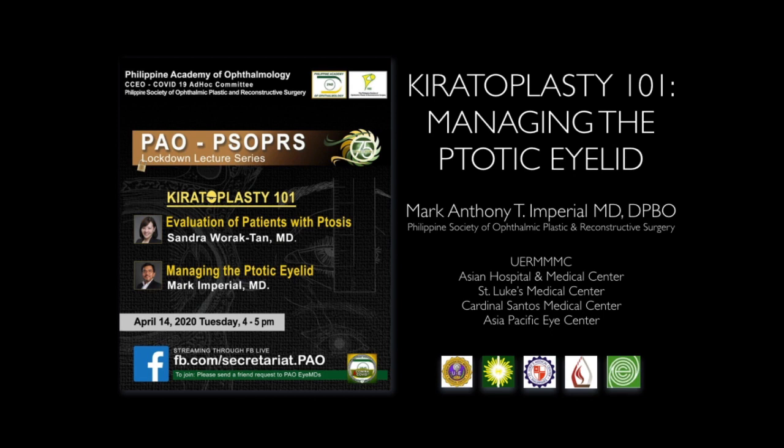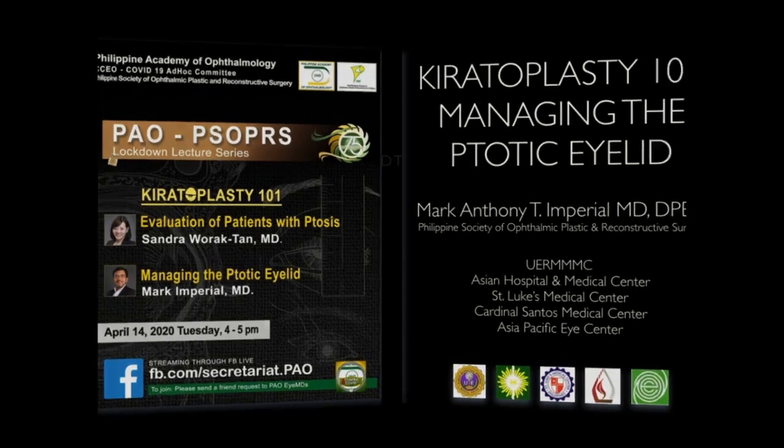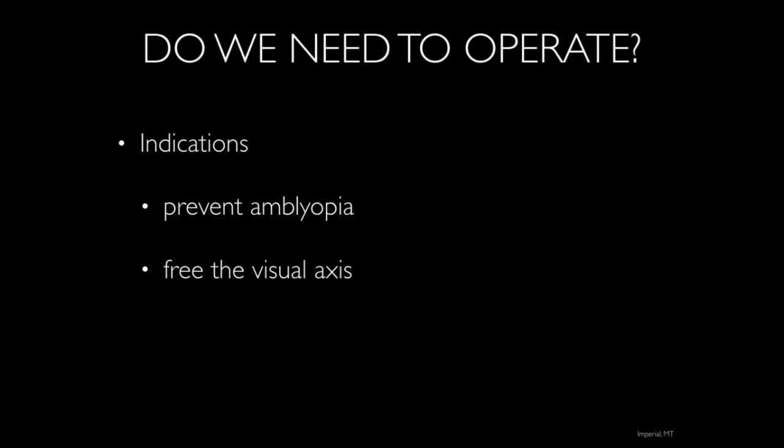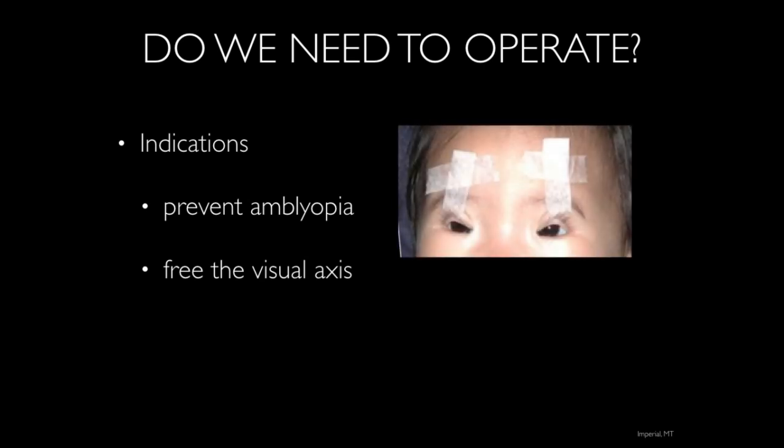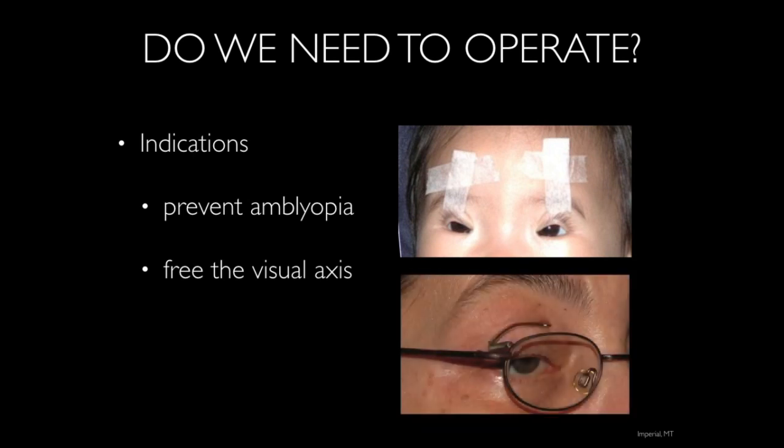To start, if we already established that our patient has ptosis, the next question we need to ask ourselves is, do we need to operate? Basically, the indications to correct ptosis are prevention of amblyopia and to free the visual axis. Some would tape the upper eyelid temporarily to prevent amblyopia. Another non-surgical method is using an eyelid crutch to attach the spectacles to manually lift the upper eyelid. These are temporizing measures, as surgery is the definitive treatment for ptosis.